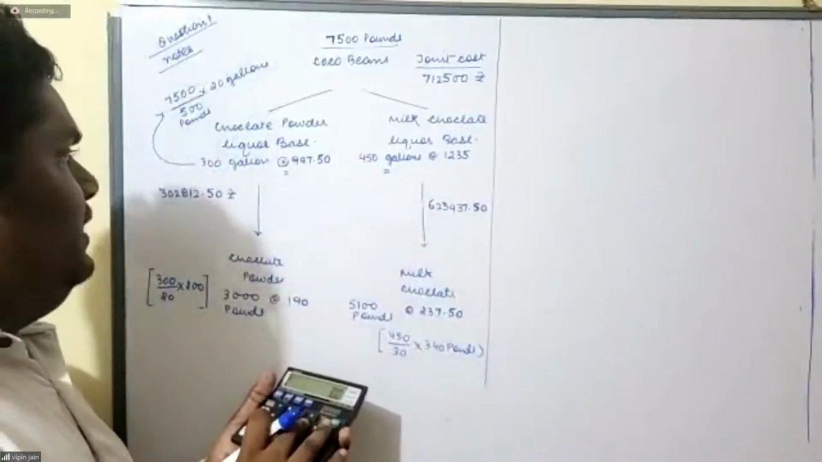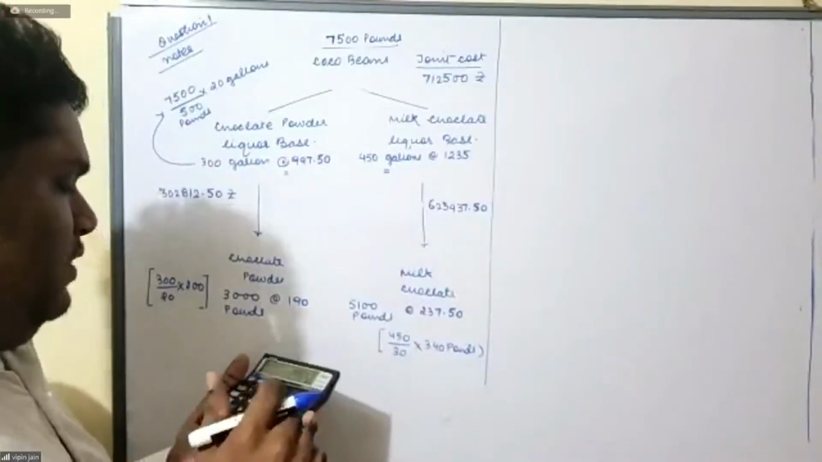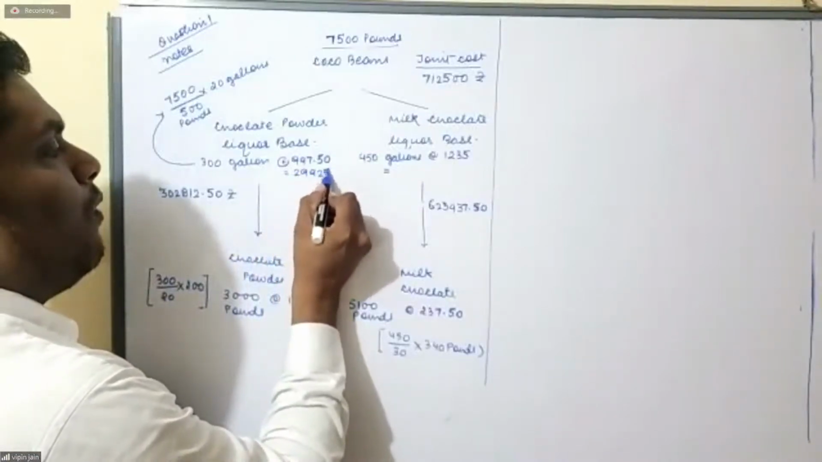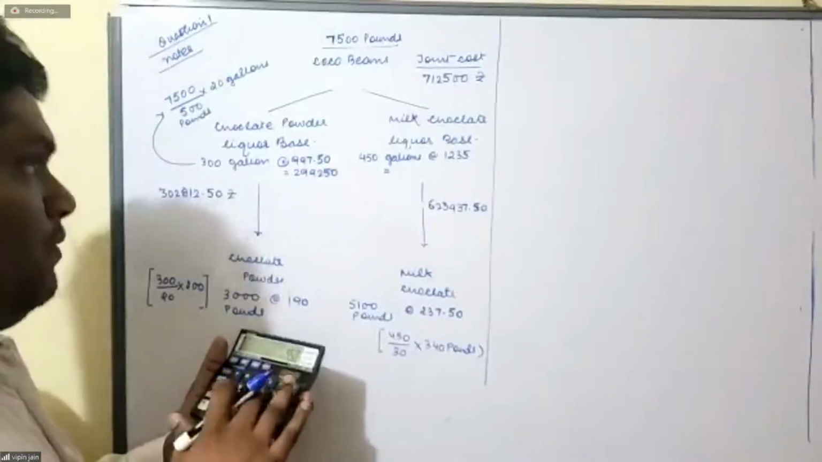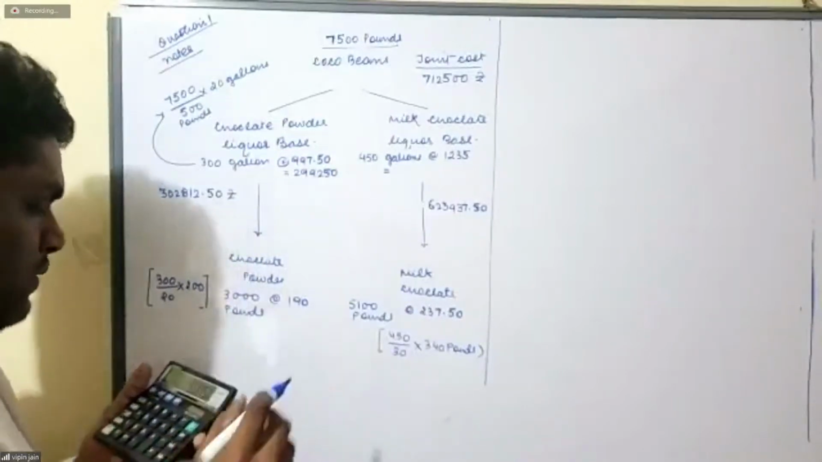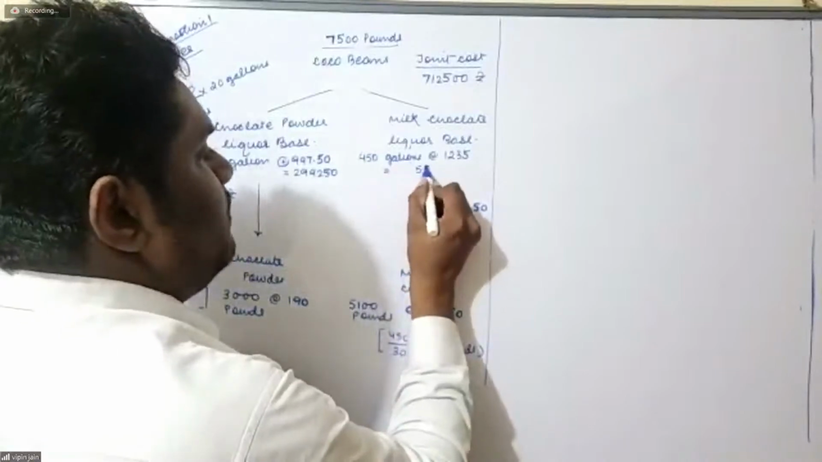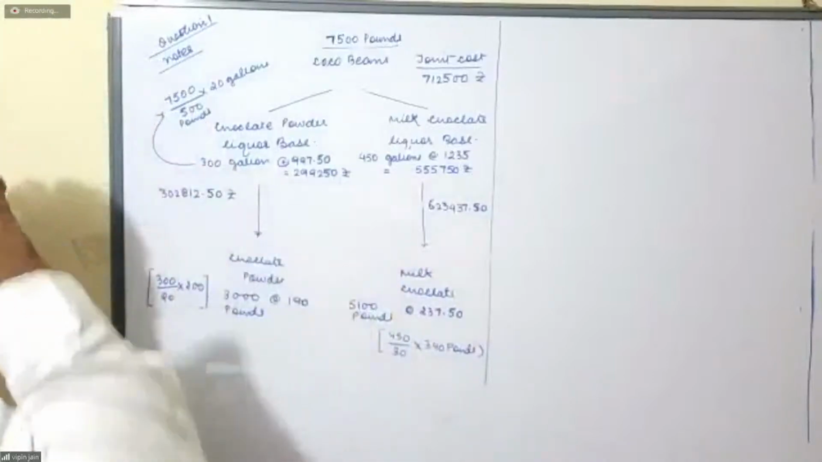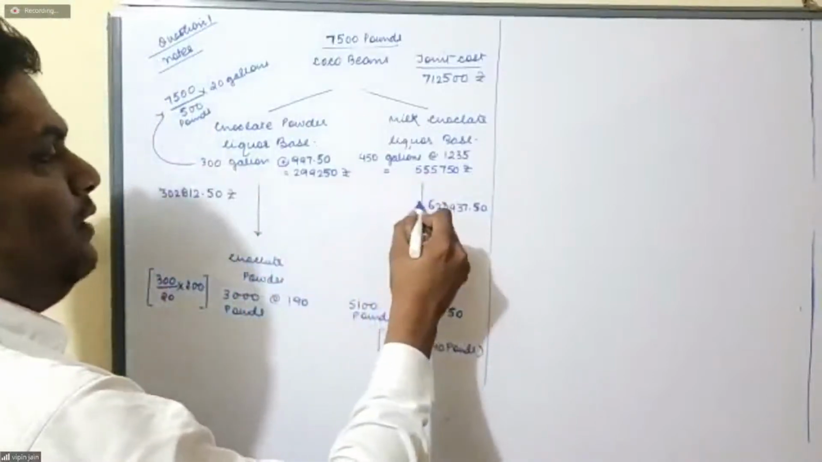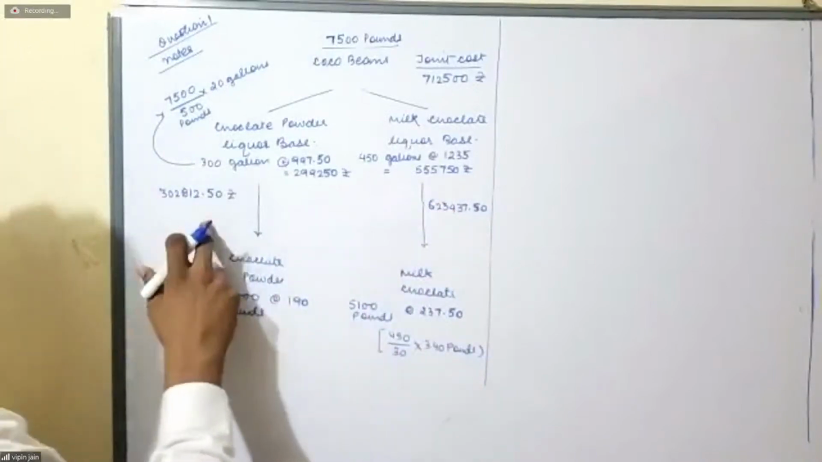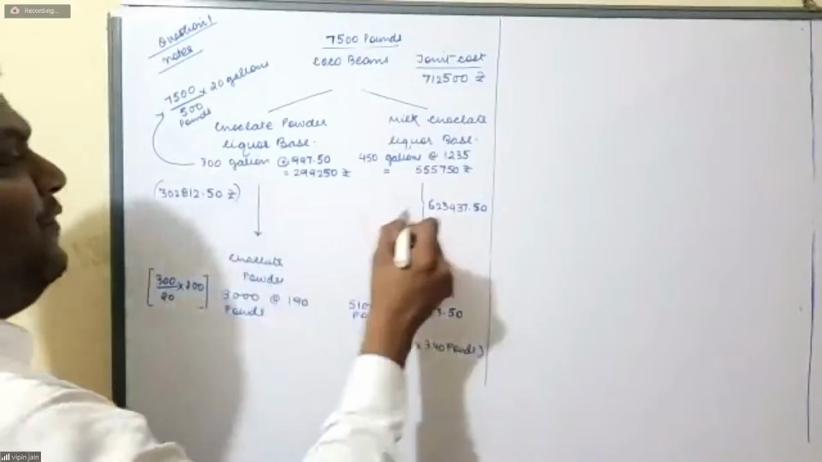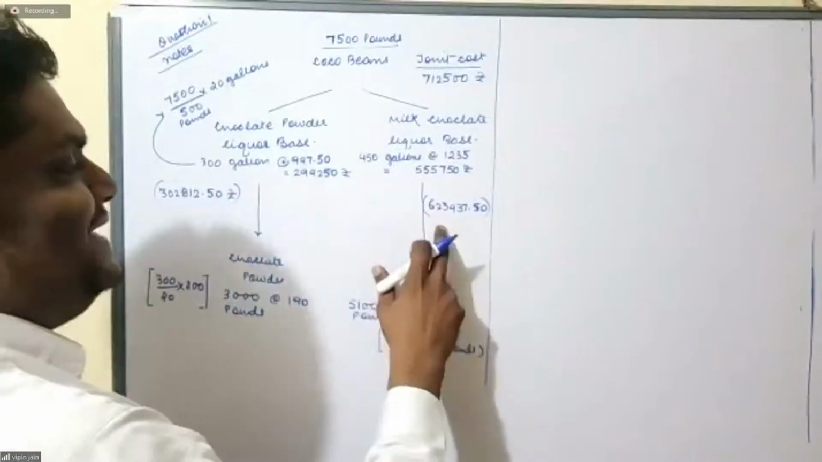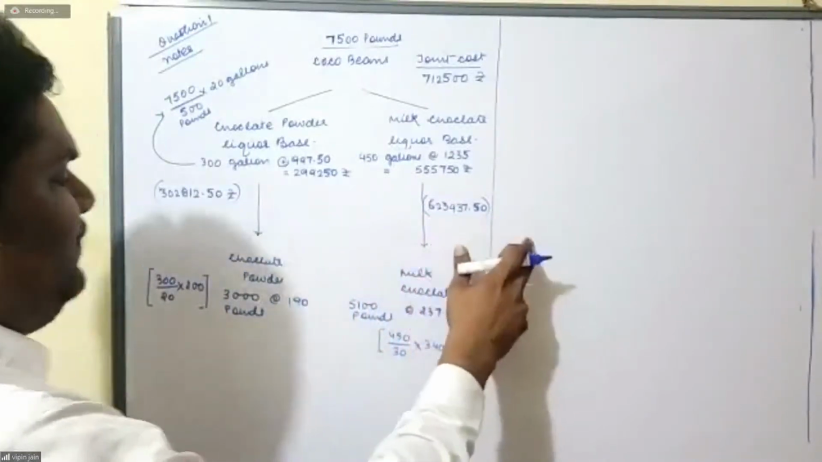That is 300 into 997.50. So this will be 299,250. And this will be 555,750. So this is the market value of the intermediate product. Further, the further processing cost also we have written. So this is my further processing cost, that is 3,02,812 rupees 50 paisa and 6,23,437 rupees and 50 paisa.